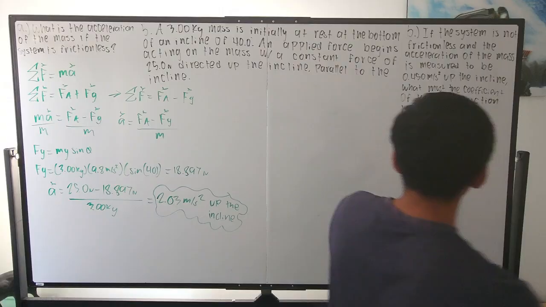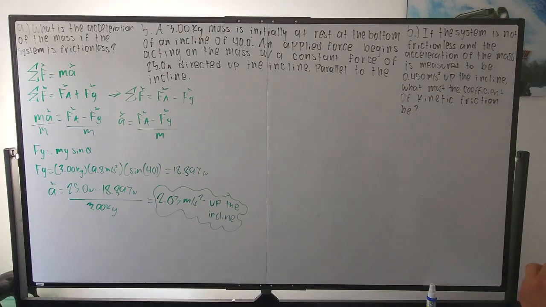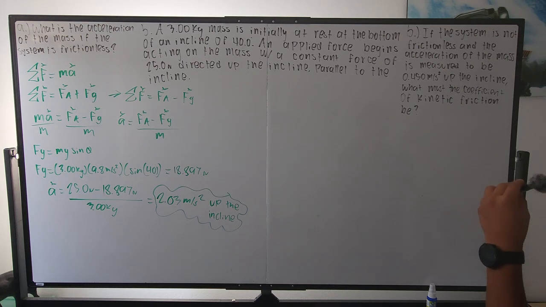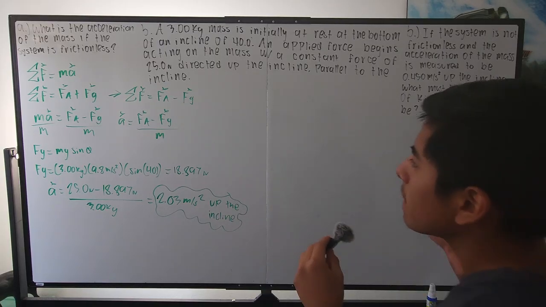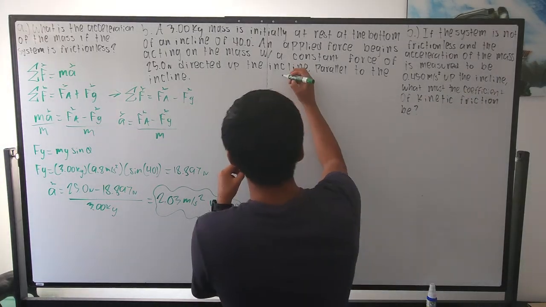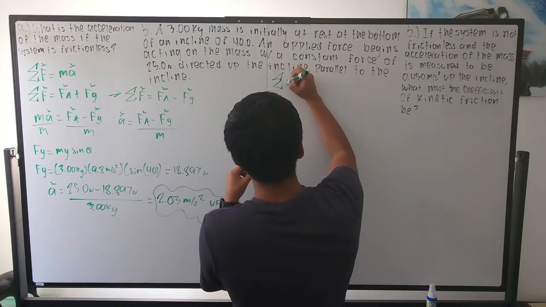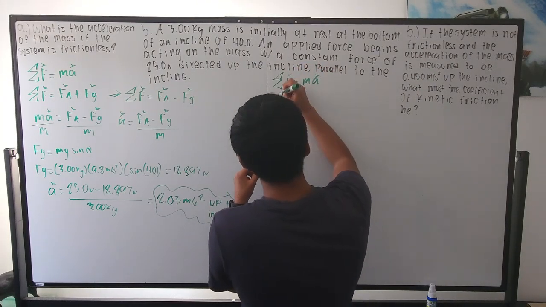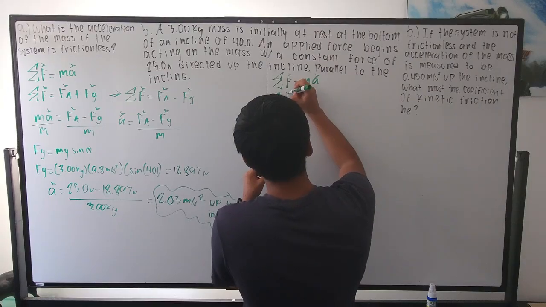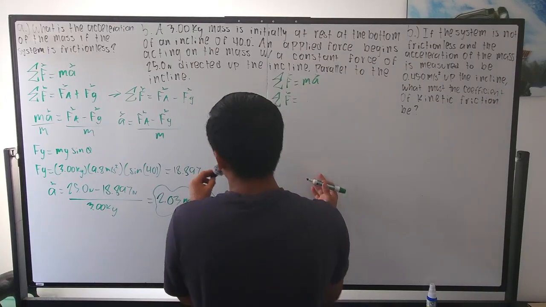Now for part B, it says if the system is not frictionless and the acceleration of the mass is measured to be 0.45 meters per second squared up the incline, what must the coefficient of kinetic friction be? So now we're looking for the coefficient of kinetic friction. I'm going to start the same way. I'm going to write Newton's second law. So the sum of all my forces is equal to the mass times the acceleration, and then the sum of all the forces is equal to all the forces that I have acting.